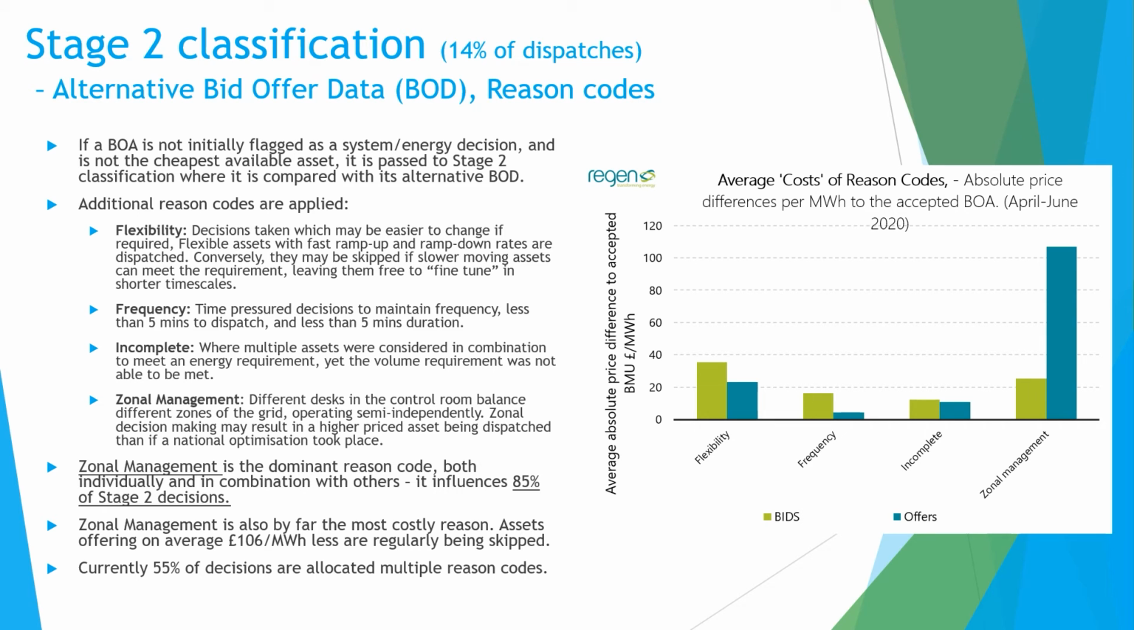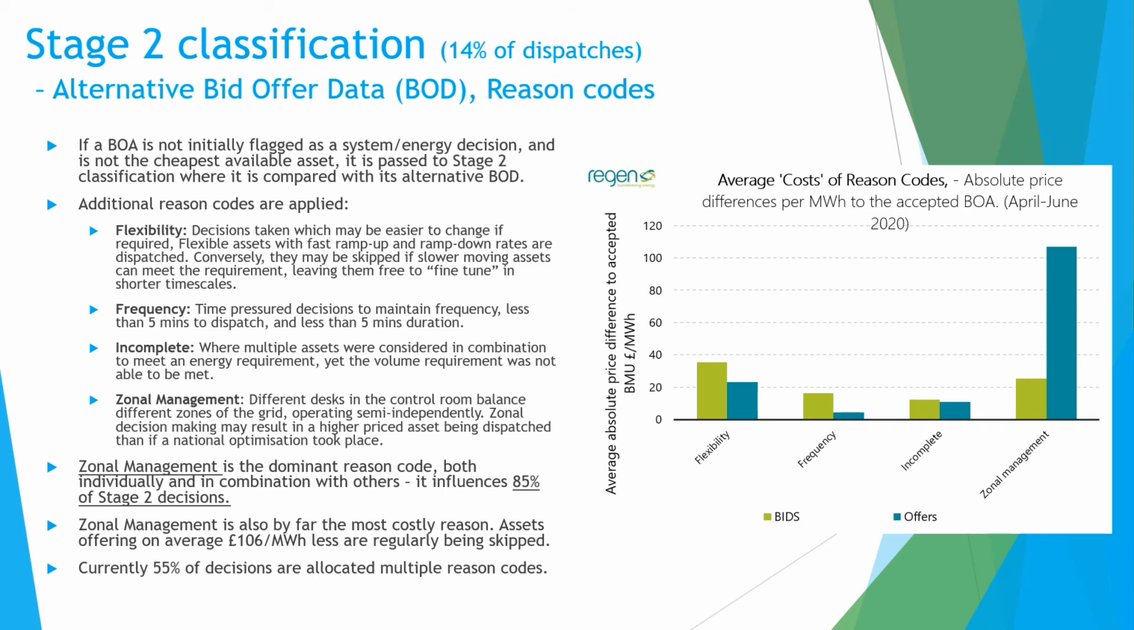but this also works the other way. So a flexible asset may be skipped, which will leave it free to fine tune in shorter timescales. So maybe a bit of a double-edged sword being a flexible asset. We have frequency, a time pressure decision to maintain frequency, less than 5 minutes dispatch and less than 5 minutes duration.